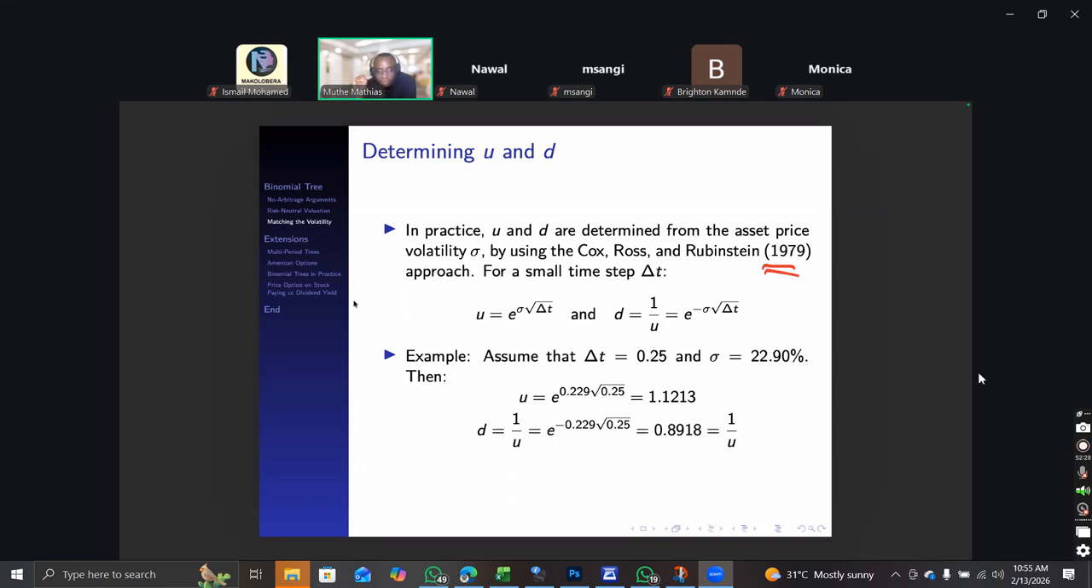So for us, we are covering this, but people started thinking about this in the 1970s anyway. Even if you look at the paper which I'm going to show you next week about the Brackenshaw model, it's a paper from 1970, and that is when people started thinking about this thing. So this method was developed by Cox, Ross and Rubinstein.